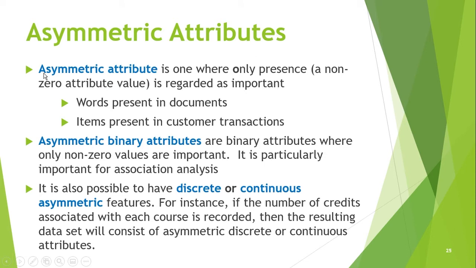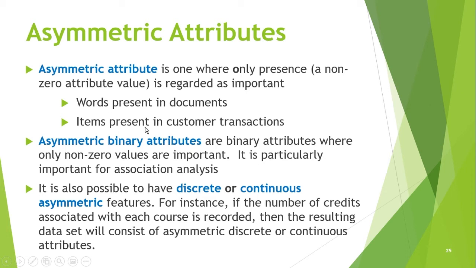Asymmetric attribute, ano ito? An asymmetric attribute is one where only presence is regarded as important. Ano ibig sabihin na only presence is regarded as important? Ang kinukuha lang nila yung mga non-zero attribute values. Example nito, kung hanapin mo lahat ng words na yung isang specific word sa isang document. Halimbawa, lahat ng word na the. Hanapin mo kung ilan yon. Yun lang yung hanapin mo. So, bilangin mo yun, hindi pwede yung non-zero. Hindi pwede yung mga zero attribute values. Okay?